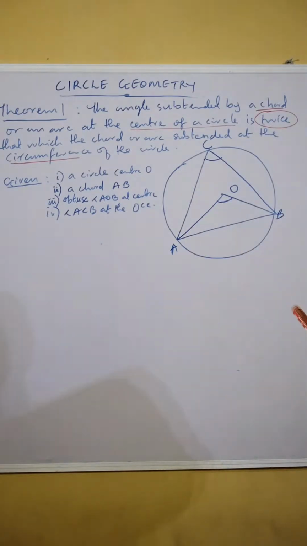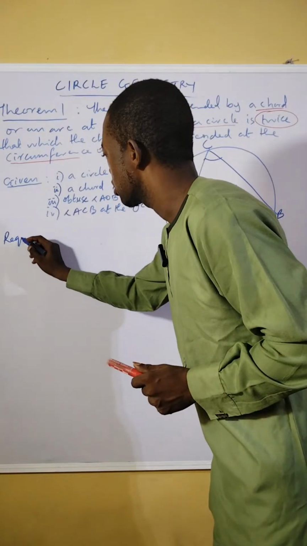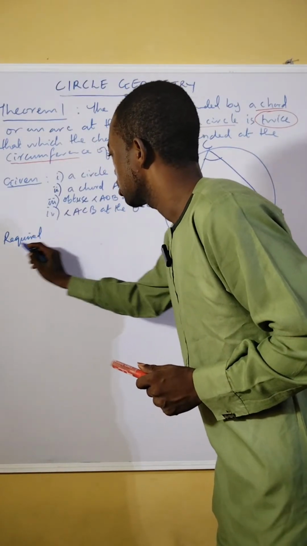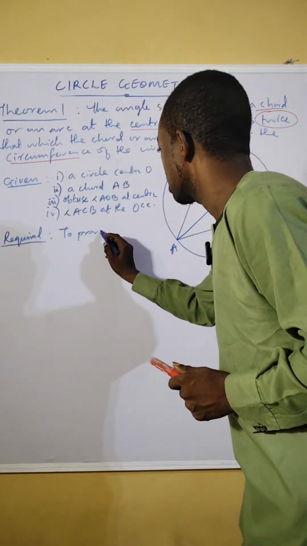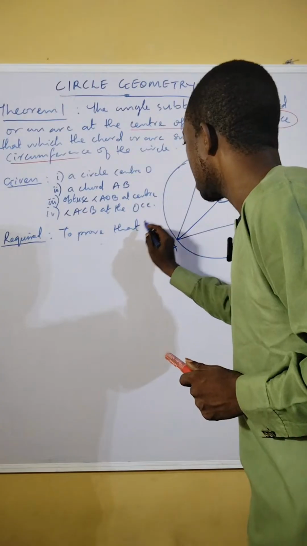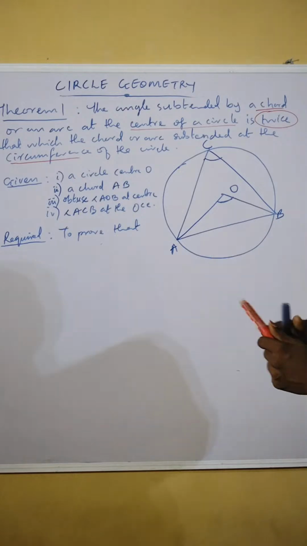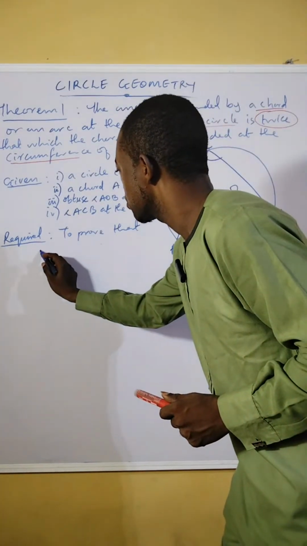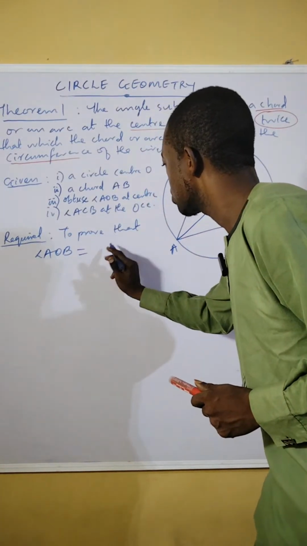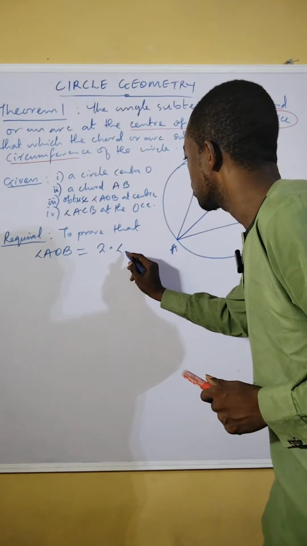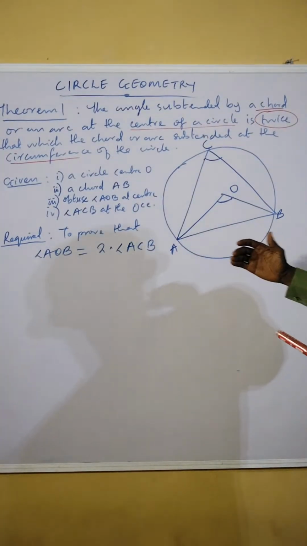Now from the theorem, what is required to prove? Required now to prove that the angle at the center by the chord is twice the angle at the circumference. That means to prove that angle AOB is equal to twice, means 2 times angle ACB, which is angle at the circumference. So that's what we are proving from the theorem.